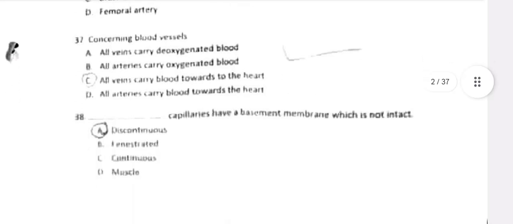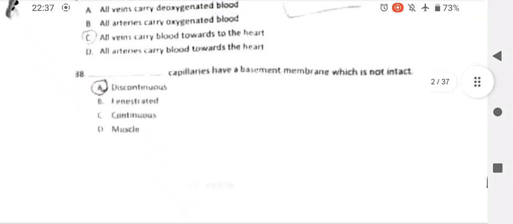Then question 37 is saying that concerning blood vessels, in general, A, all veins carry deoxygenated blood. That is not correct, because the pulmonary vein carries oxygenated blood. B, all arteries carry oxygenated blood. That is still not correct, because the pulmonary artery carries deoxygenated blood. C, all veins carry blood towards the heart. Let's keep that. Then D is saying all arteries carry blood towards the heart. So which ones carry blood towards the heart? All veins carry blood towards the heart is correct. So C is correct, because all the veins carry blood towards the heart.